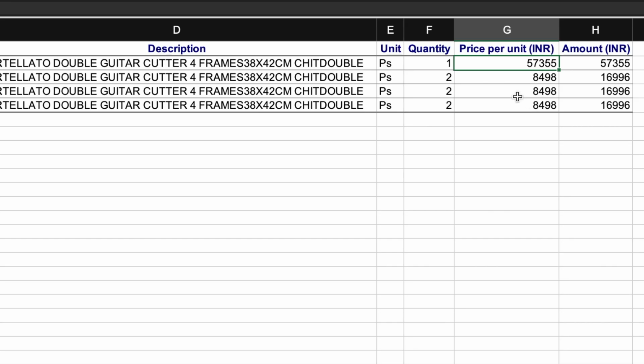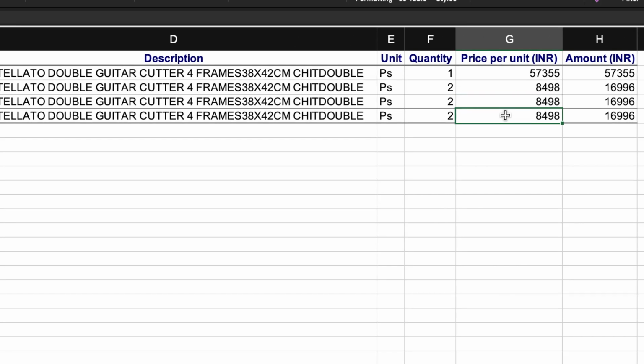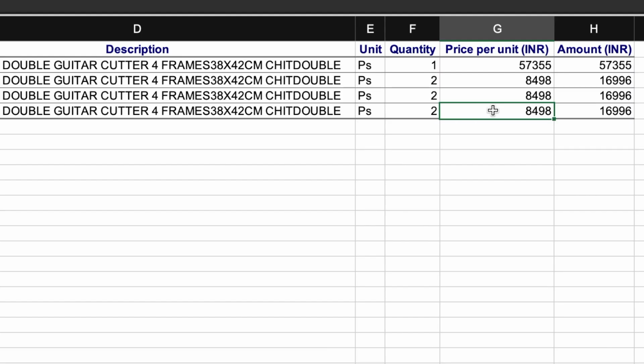We notice that the double guitar cutter, which was purchased normally at 8,098, there is just one transaction that shows that the same product was also purchased at 57,355. This is interesting. Very interesting. Why would someone purchase a cutter for more than 5 times the cost which is normally procured for? Well, this seems it needs attention. I would surely like to check the invoices and also obtain an answer for this.